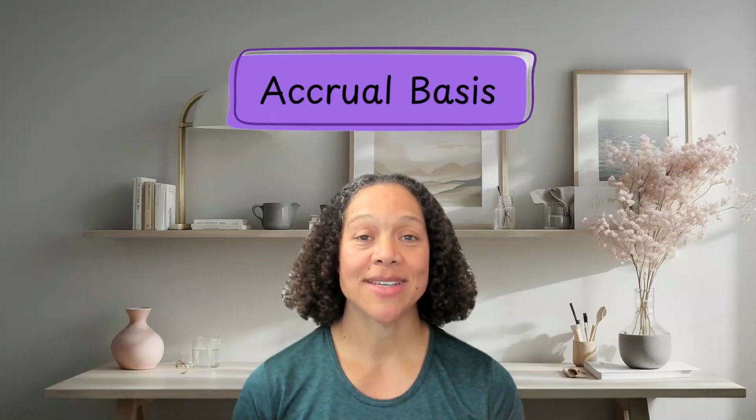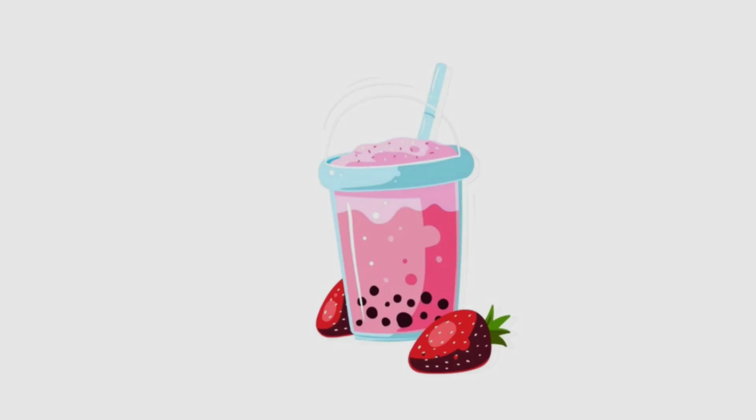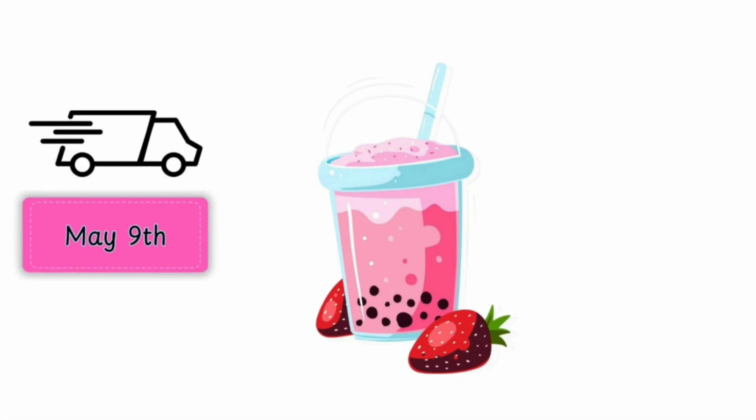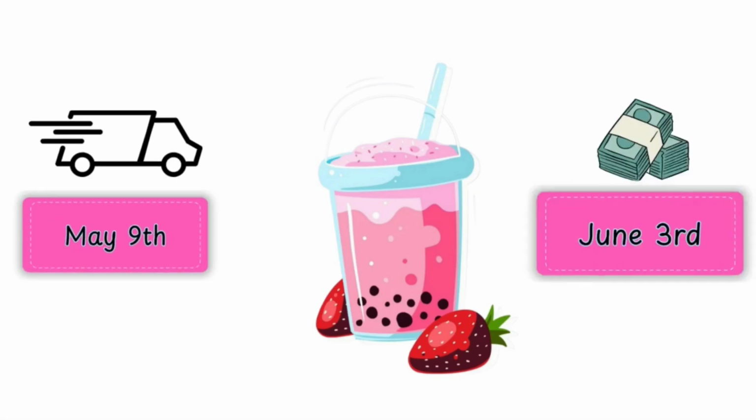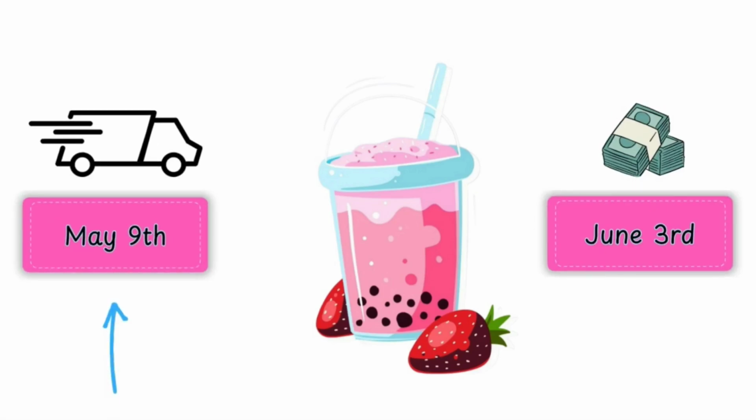With accrual basis, revenue is recognized when it is earned, regardless of when it is actually received. So using the same example, the revenue is recorded on May 9th when the promotional flyers were delivered to the business, not on June 3rd when payment was received. What does this look like as a journal entry?